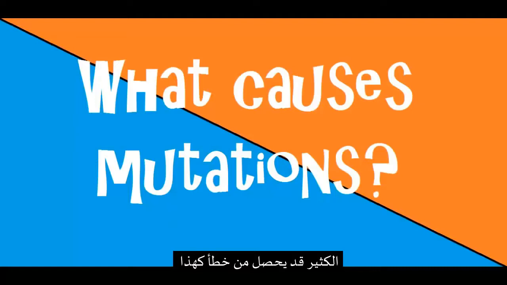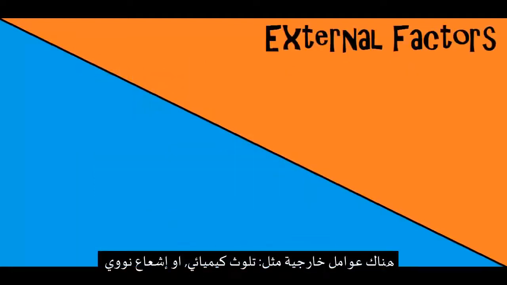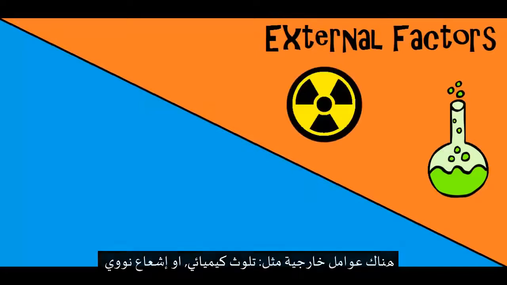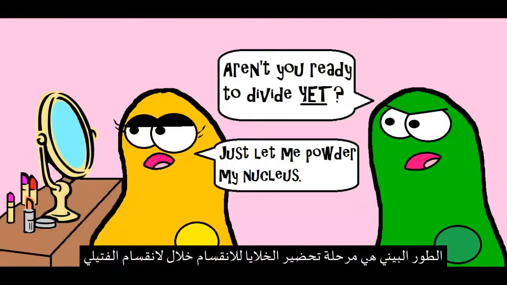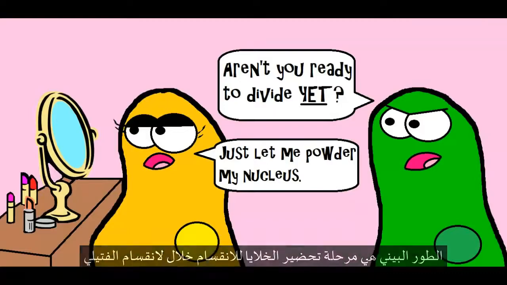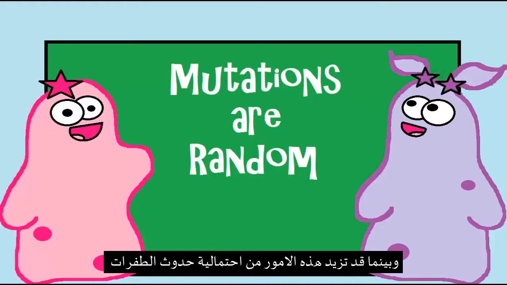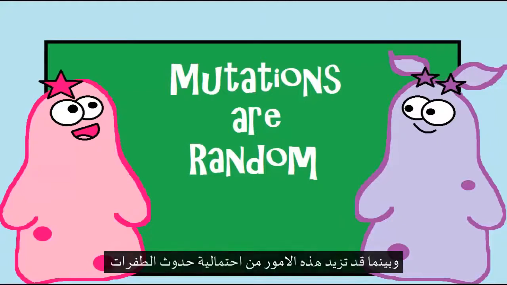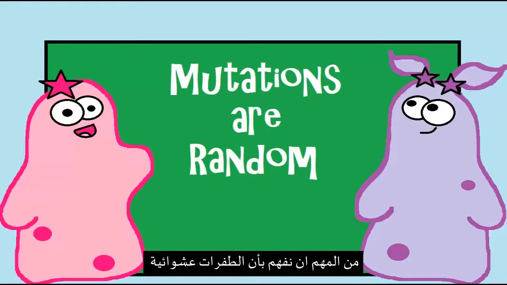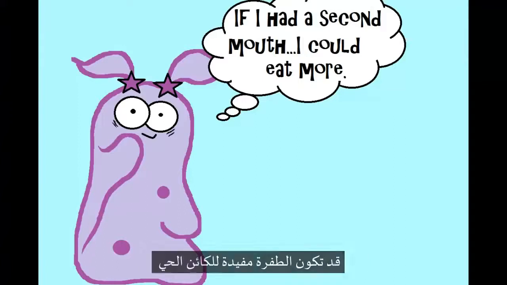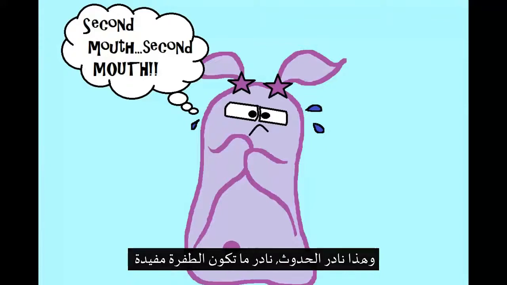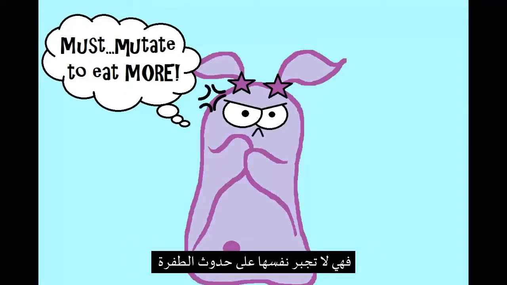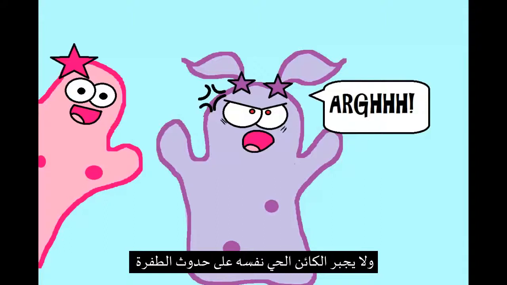Many things can cause an error like that. There can be external factors, like chemicals and radiation, internal things too, like something goes wrong during DNA replication, during interphase. Interphase is a stage that prepares cells to divide during mitosis. And now while these things can increase the chance that a mutation is going to happen, it's important to understand that mutations, they're random. If a mutation is going to be a helpful thing for an organism, which is rare, very few mutations are actually helpful, it can't just will itself to get that mutation.